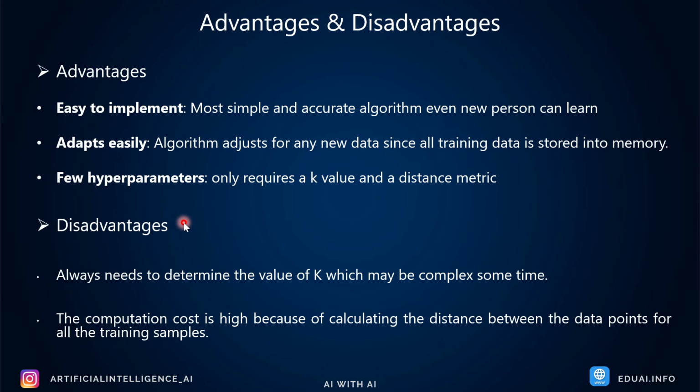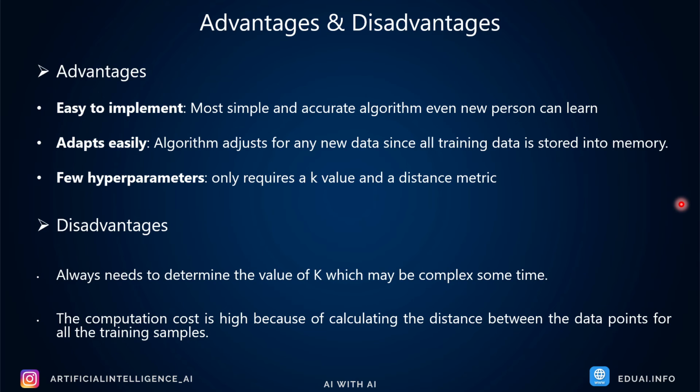And what are the disadvantages? Sometimes determining the value of k could be complex. I cannot choose a huge value of k, let's say 77. It is again an odd number, but 77 is a huge number, so I may have a problem of overfitting. And I cannot choose only one or two as the value of k. So choosing the value of k becomes complex sometimes. It's not a big disadvantage, but yes, this is a disadvantage, I would say.